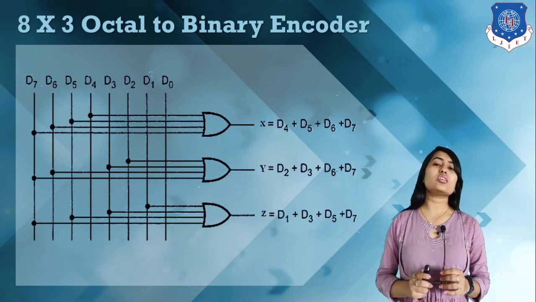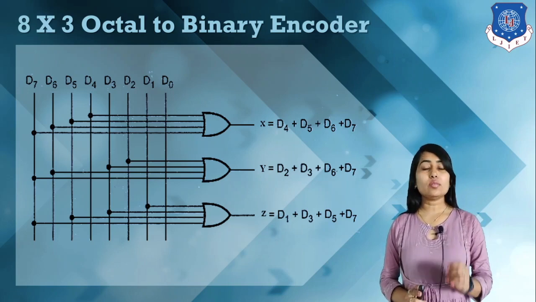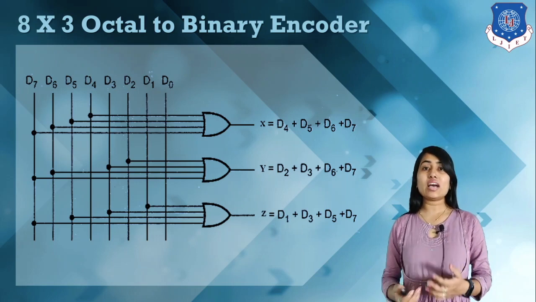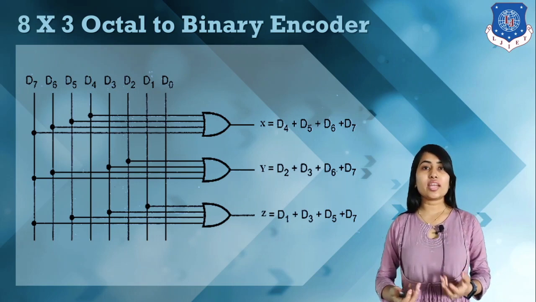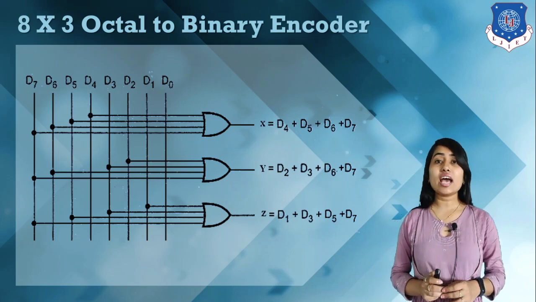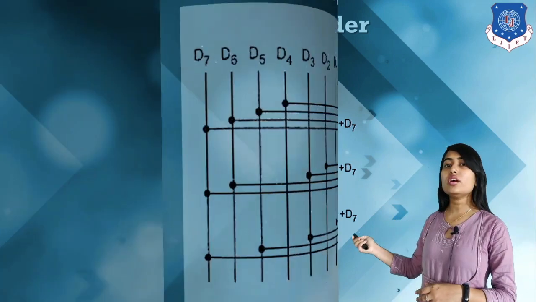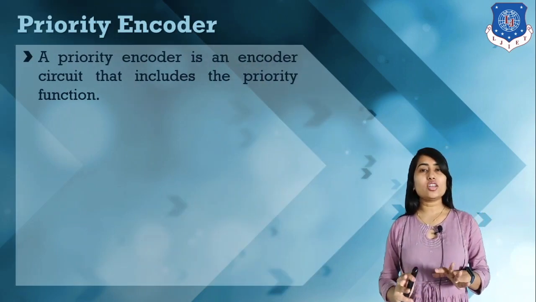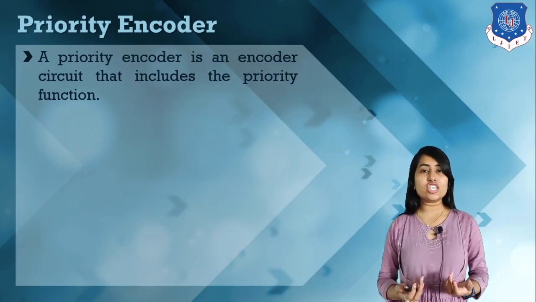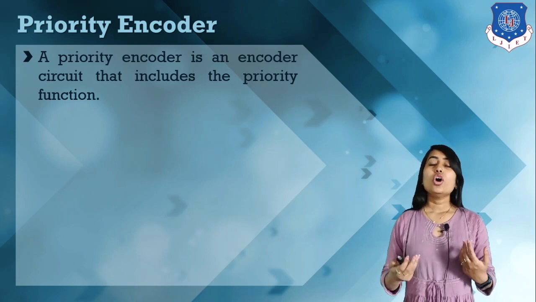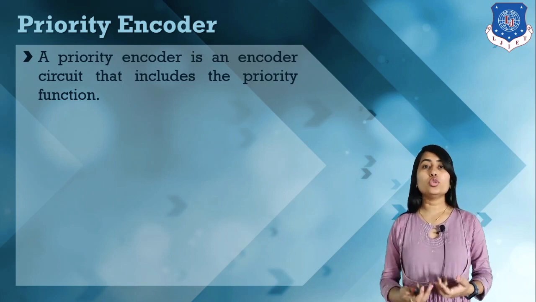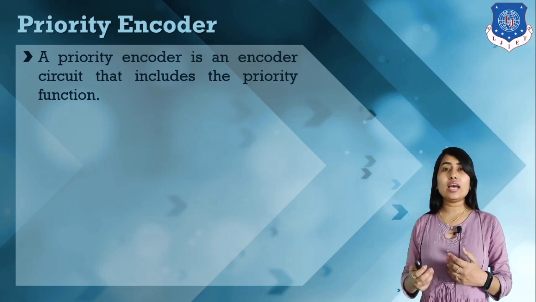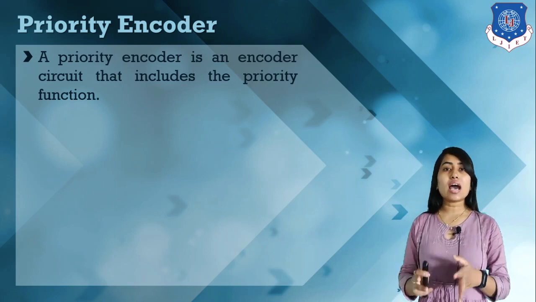Okay, so these are the conditions when only one input is active high at a time. But what if more than one input is active high? In that case we have a priority encoder. So next we have the priority encoder. This priority encoder considers conditions in which one or more inputs are active high at a time. We can say that whenever two or more inputs are 1 at a time.